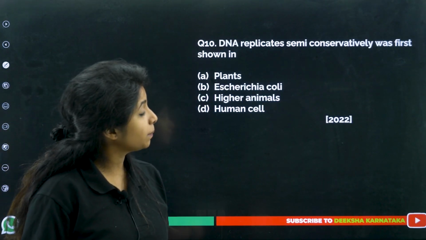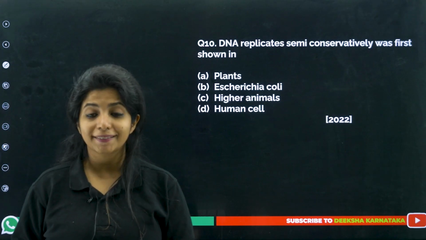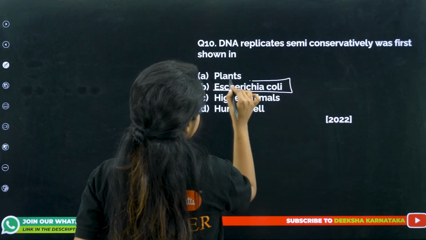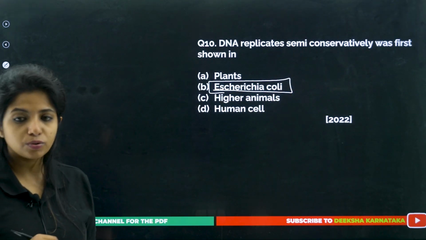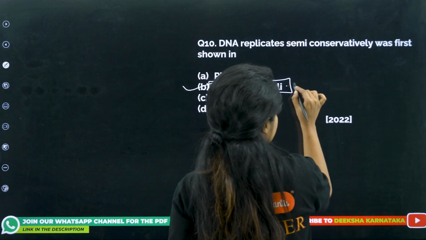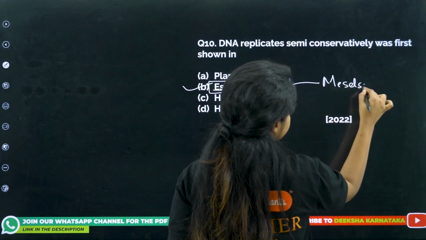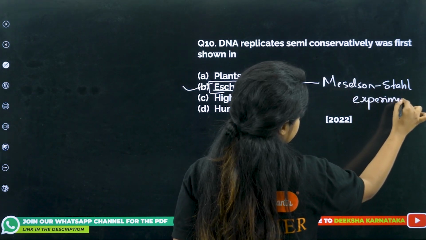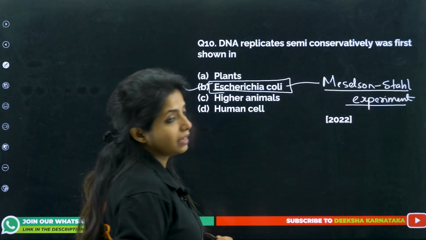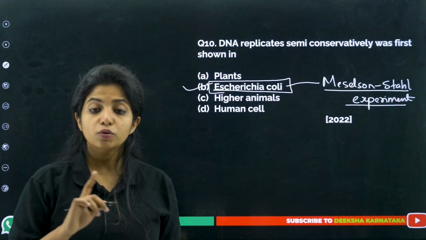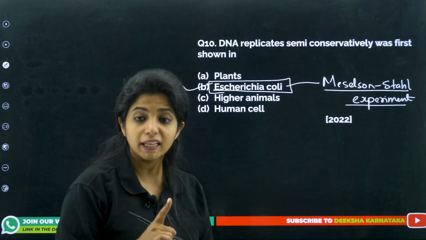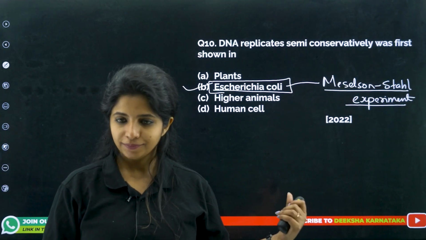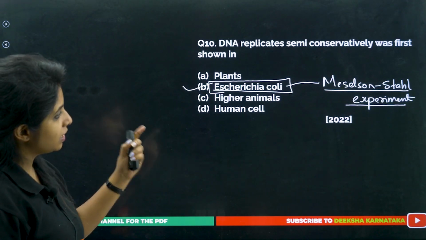Question number 10. DNA replicates semi-conservatively was first shown in. It was first shown in Escherichia coli, and I will tell you the name of the experiment also. This was the Meselson-Stahl experiment. What is it, children? The Meselson-Stahl experiment was done, according to which it was proven that DNA replicates semi-conservatively. I have questions regarding that, so you will get a basic idea of it later on as well. Now, going ahead with the next question.